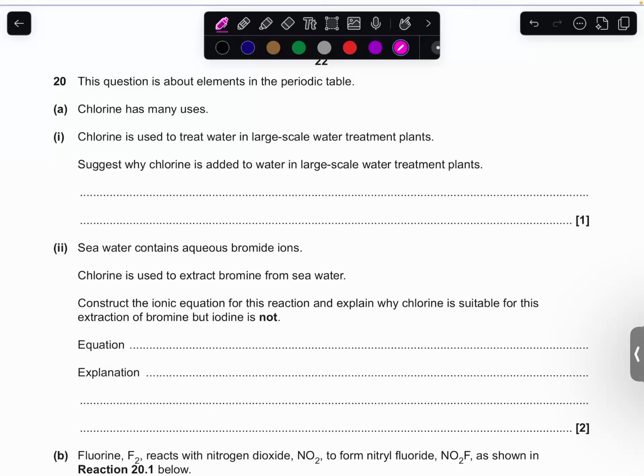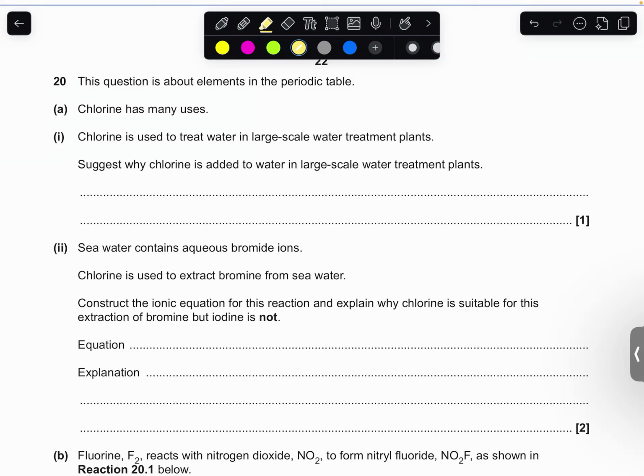Question 20, June 2024. This question is Group 7 Chemistry. This question is about elements in the periodic table. Chlorine has many uses. Chlorine is used to treat water in large-scale water treatment plants. Suggest why chlorine is added to water in large-scale water treatment plants.